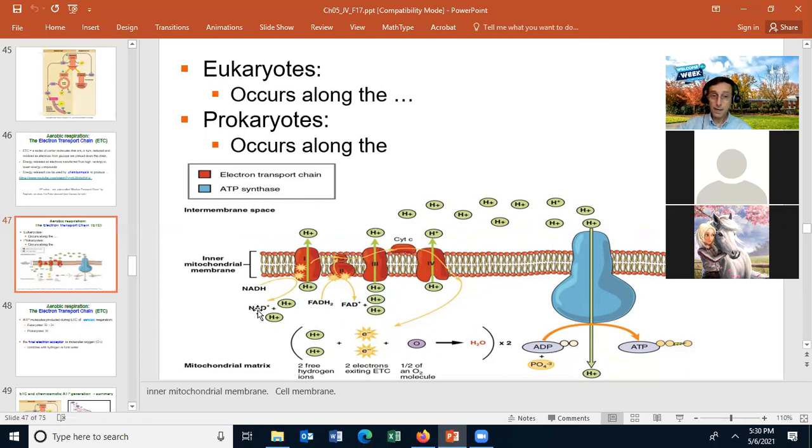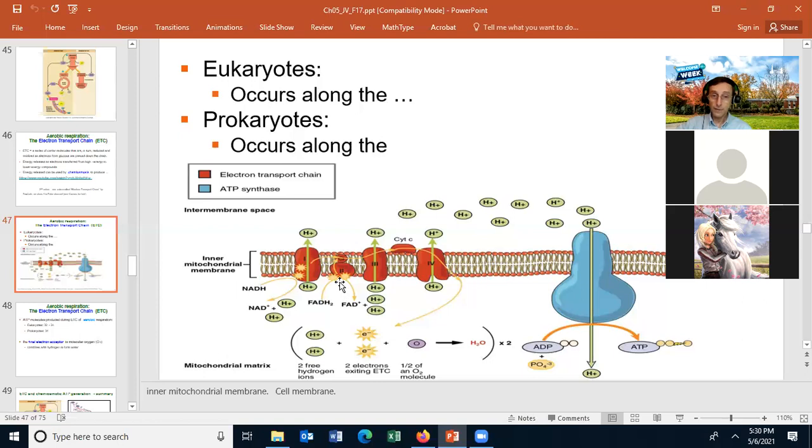Now note that NADH is more efficient than FADH2, and that is because NADH donates its electrons to the first protein in the chain of proteins. FADH2 does not donate to the first protein. It donates to a later protein. So NADH is more efficient at creating ATP than FADH2.